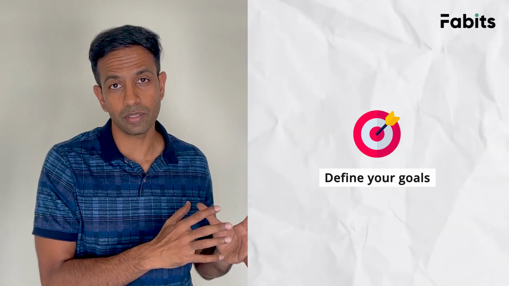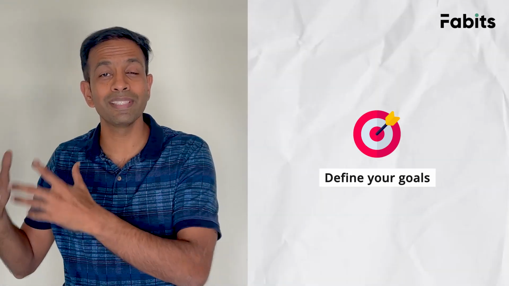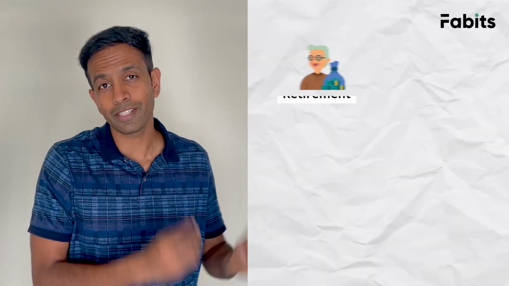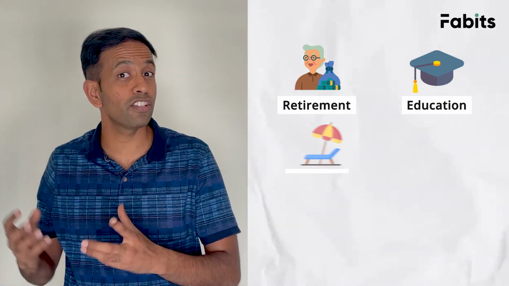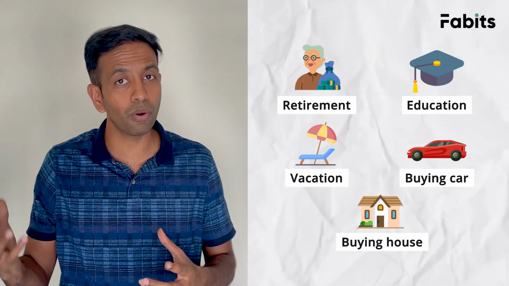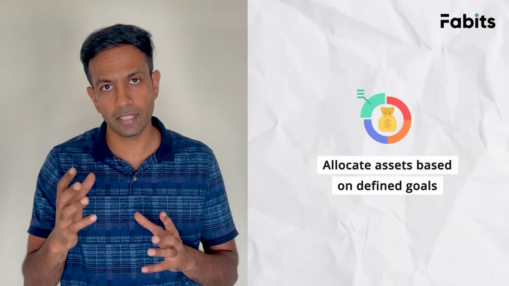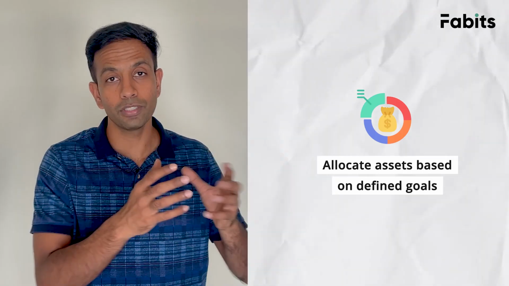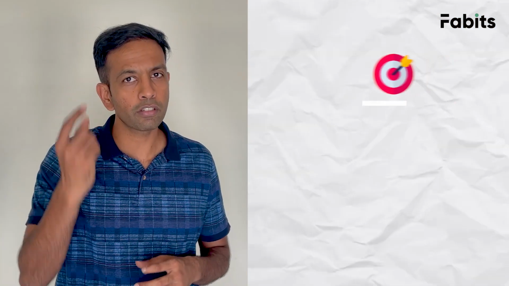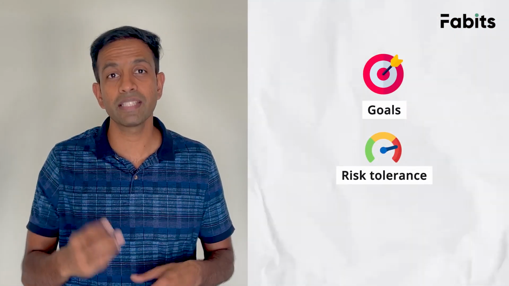First, define your goals. Define all your future goals and needs. It could be retirement, education, vacation, buying a car, buying a home. Each of these life goals has a different time frame and different risk tolerance. 2. Allocate your assets based on the goals defined. Now that we have defined your goals, your risk tolerance, as well as time horizons, allocate your investments across various assets based on these parameters.